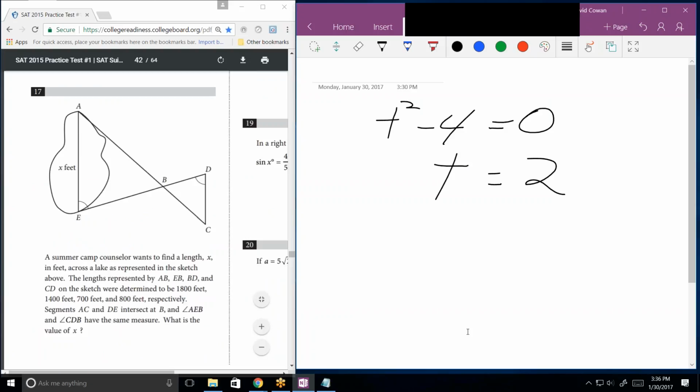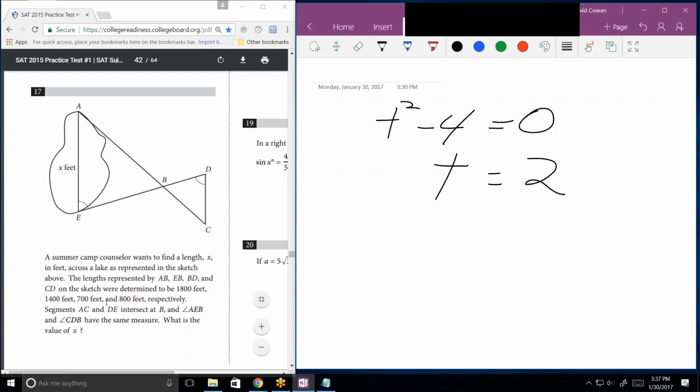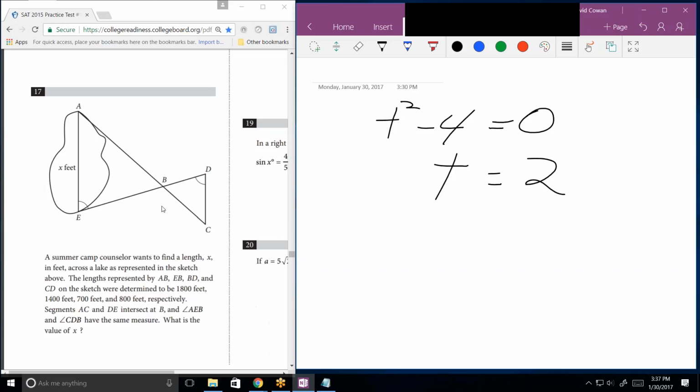17. Basically two similar triangles. Actually, everything you need to solve this problem, and this is always going to be the case, well, not quite, I guess, is in the drawing. There are some things that are in the paragraph, the 1800, the 1400, and the 700. But that's all. Everything else is shown to you by the drawing.